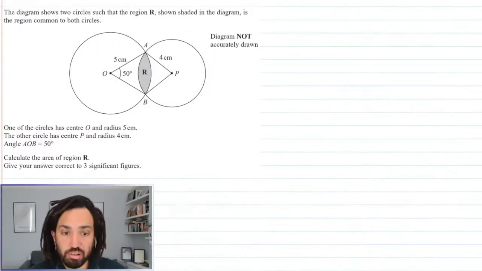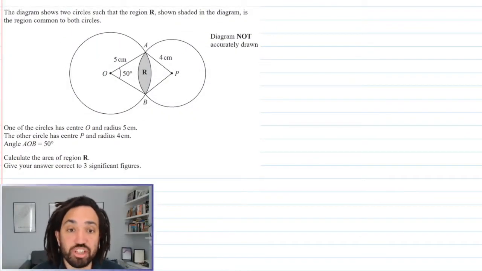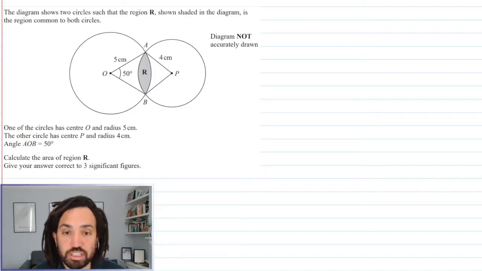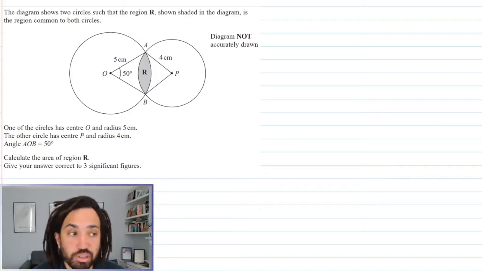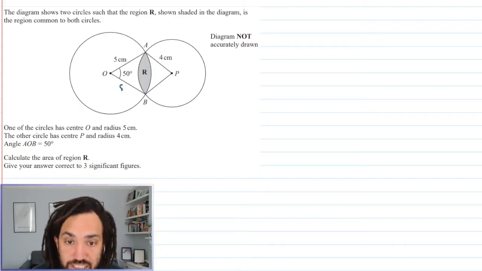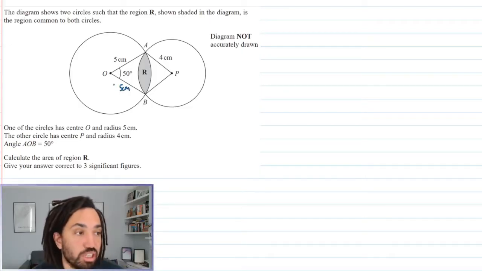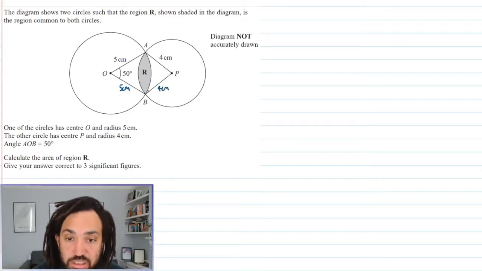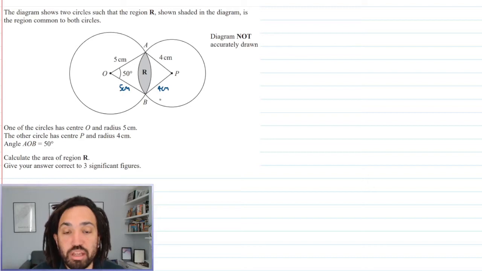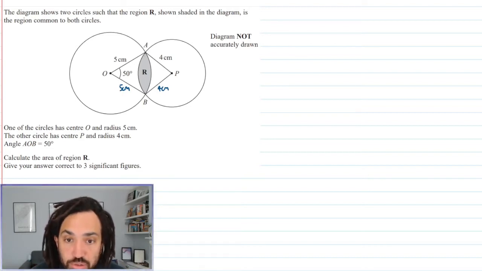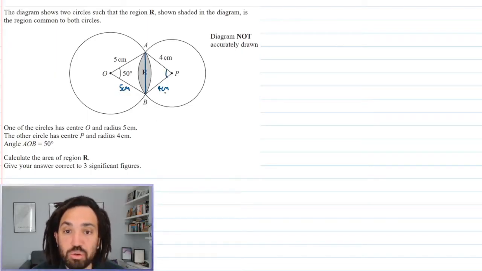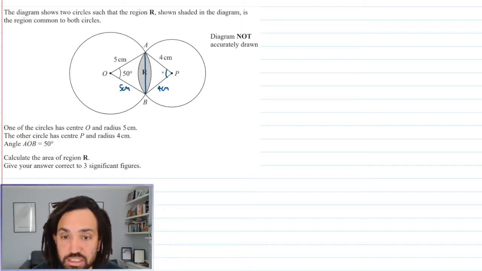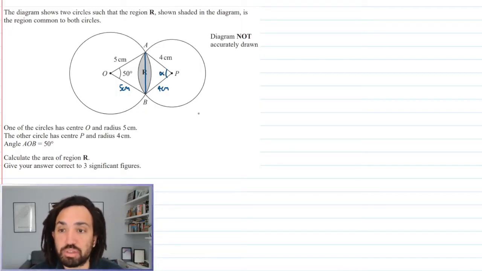Let's do it. So the first thing I'd want to do is find as much information as possible so I can label my diagram. I can see this is going to be 5 centimeters because it's a radius just like this one up here. And this one's going to be 4 centimeters, exactly the same reason. What I think would be really helpful is if I found this distance right down there, and also if I could find this angle in here, let's call it alpha.